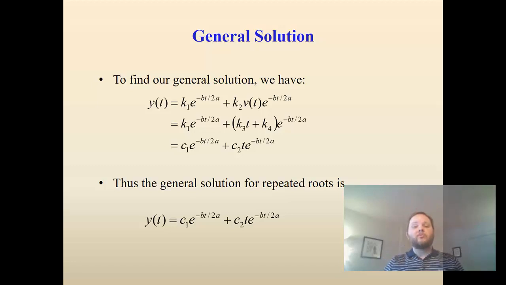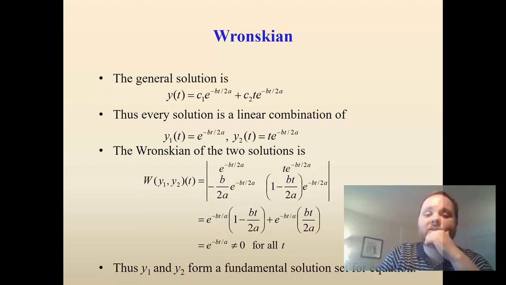So for repeated roots, if I have one repeated root extra, that means I do the exact same as y1, but now multiplied by my independent variable t. If I had a third order system with repeated roots, I would add a t squared. If I had a fourth order with repeated roots, I'd have a t cubed, and so on and so forth.